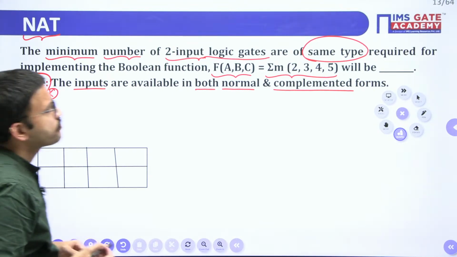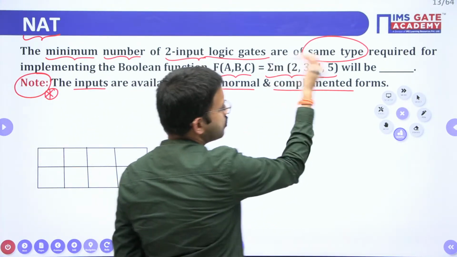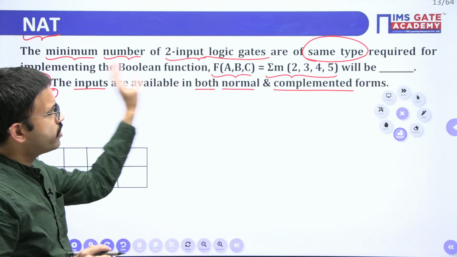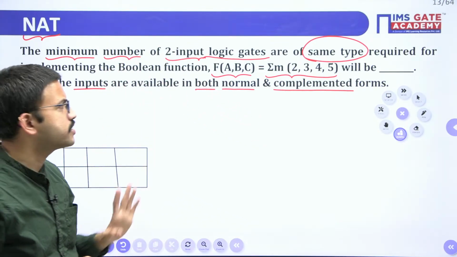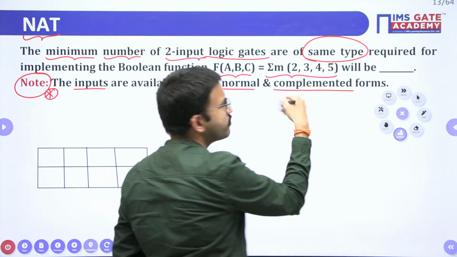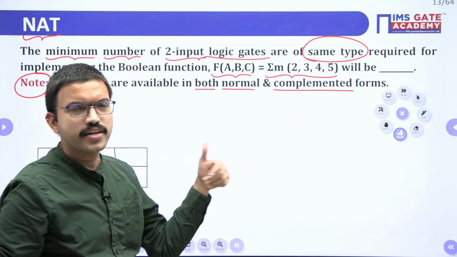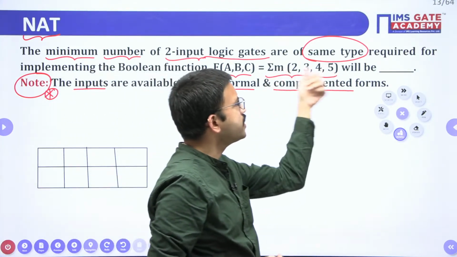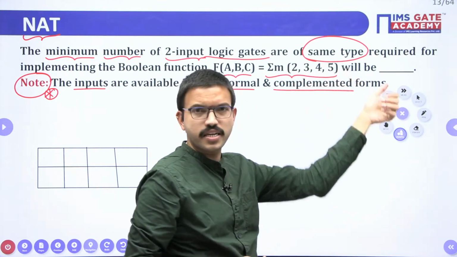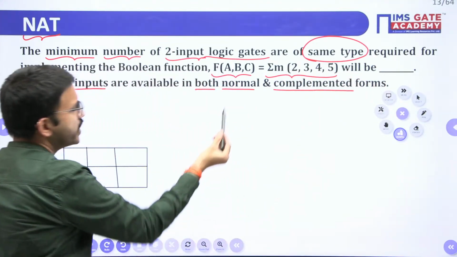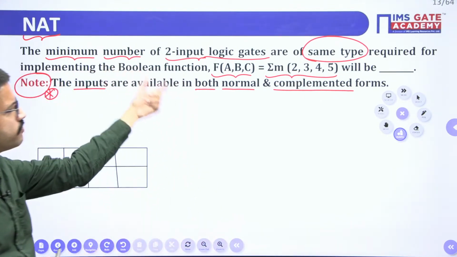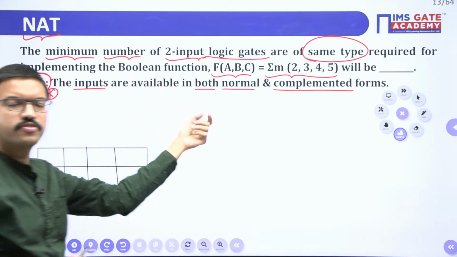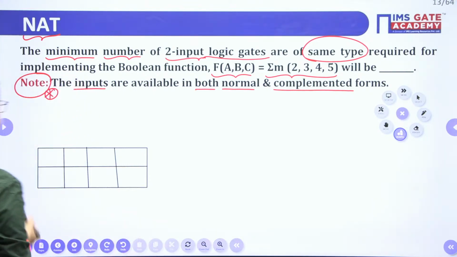Sometimes in the question they will straightforwardly ask what is the minimum number of NAND gates required or the minimum number of NOR gates required. But sometimes, instead of directly mentioning the keyword NAND or NOR, they will give a hint like same type of logic gates are allowed. Whenever you get a question like this, always apply it with NAND, see how many you get, and with NOR, see how many you get.